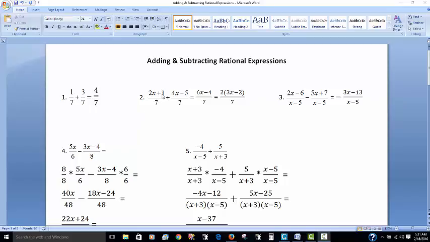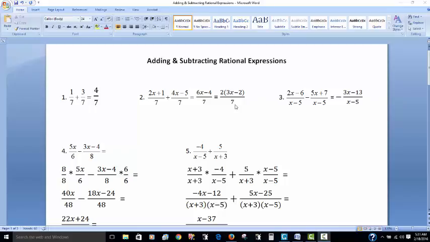We have a 2x plus 1 over 7 plus a 4x minus 5 over 7. Now, since our denominators are the same, 7, all we need to do is just add our numerators. So 2x plus 4x gives me 6x, and then positive 1, negative 5, 6x minus 4 over 7. But then I can factor a 2 out of both terms. So that's going to be 2, parentheses, 3x minus 2 over 7. Again, that's another simple one.